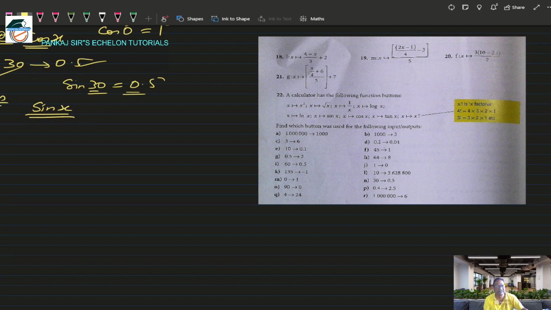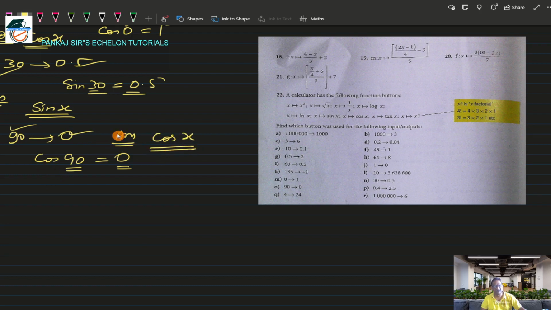O is 90 to 0. All these are trigonometric ratios which I am working with for these questions. Sine of 90 is 1, so this is cos of 90. Cos of 90 is equal to 0. So input is 90, output is 0. So the cos function is used, cos x. So the answer for this is cos x.